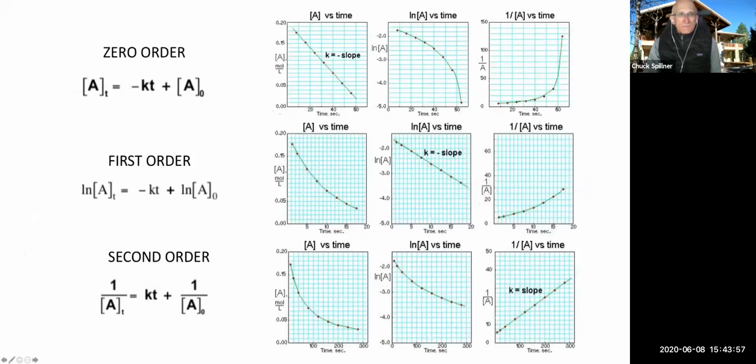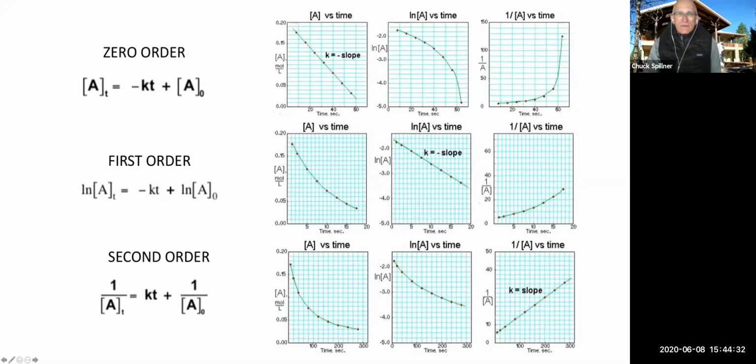So here's what the plots would look like for zero order. Just the concentration of A versus time is shown in this first graph for zero order. You can see indeed it's linear. The rate constant is the negative of the slope, and you could find it directly from that graph. If you plotted the log of A versus time for zero order, you get a curve. If you plotted the inverse of the A concentration versus time, you'd get another curve.